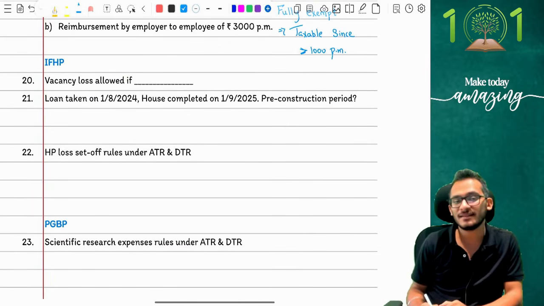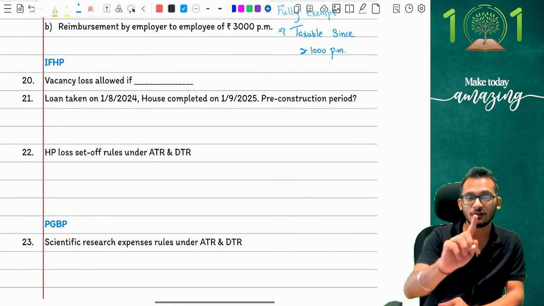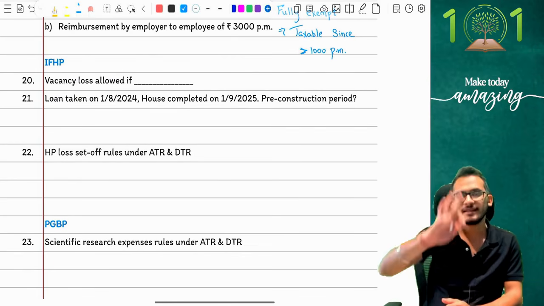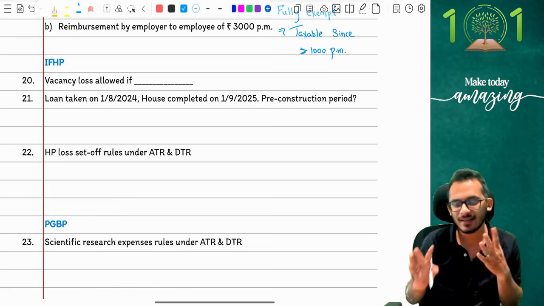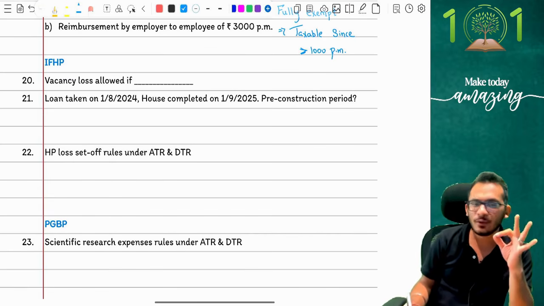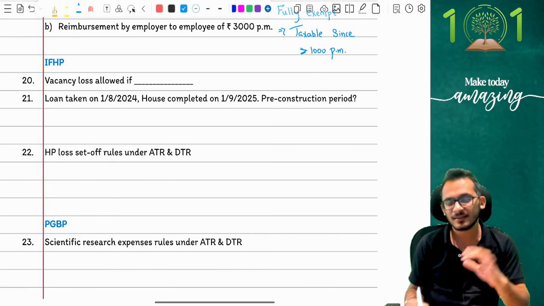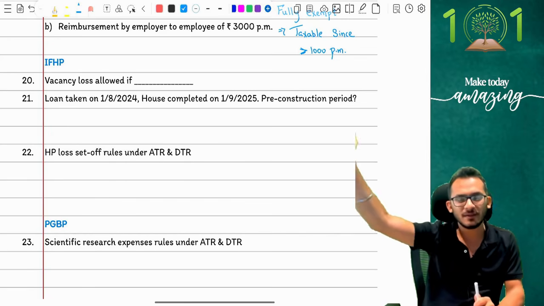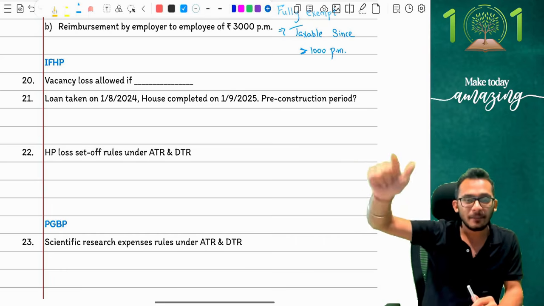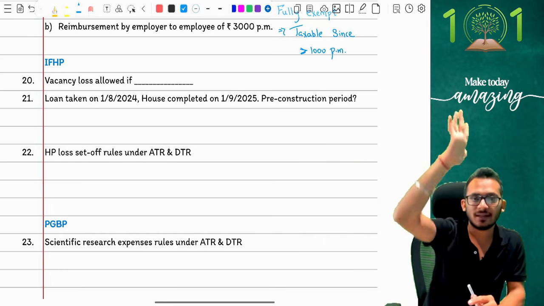Income from house property, adjustment number 20, says vacancy loss will be allowed to what parties? We have done this in class very simply, people. When you calculate your GAV, the answer is very simple. It is MV or FR, municipal value or fair rent, whichever is higher, compared with standard rent, whichever is lower. You get your expected rent there.